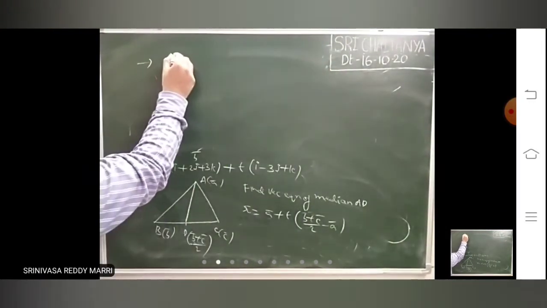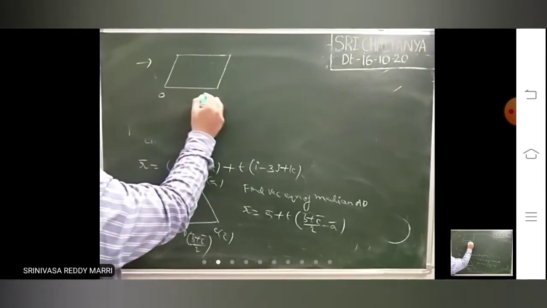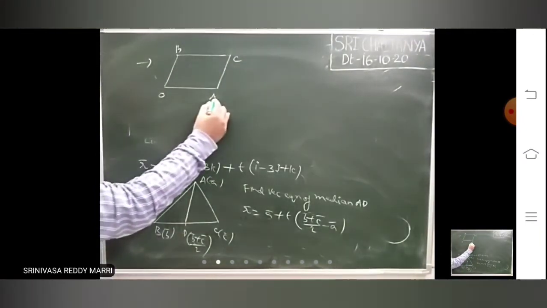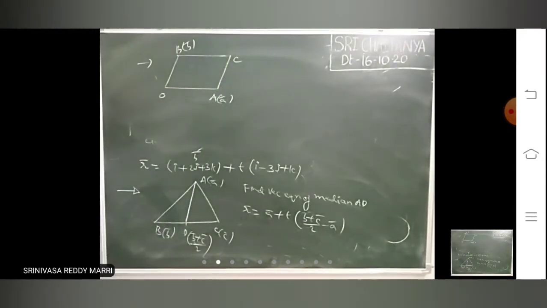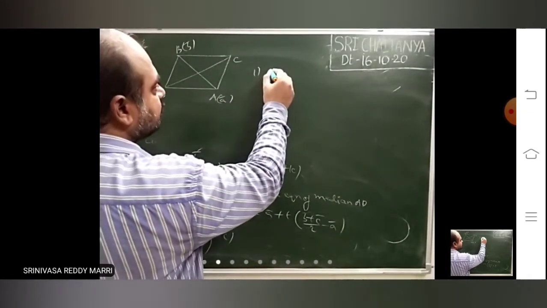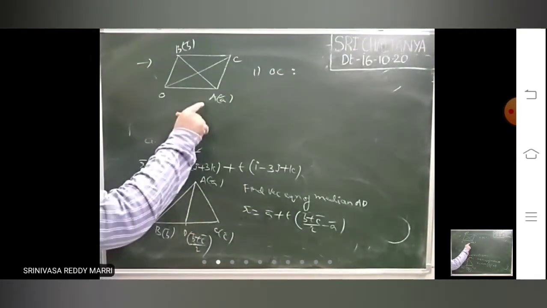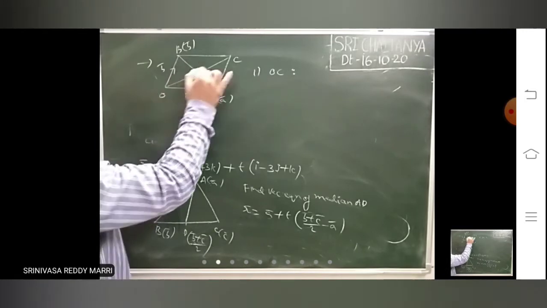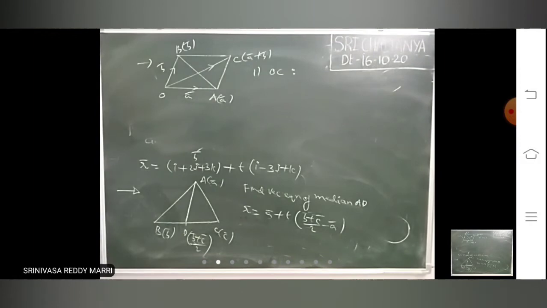Now let us say another example. A parallelogram OACB is there. O is the origin. Position vector of this is this. Now you have to write vector equations of diagonals. Number 1, OC diagonal, I want to write the equation. So this position vector is A bar, this is B bar. So OC bar is A bar plus B bar. So the position vector of C is A bar plus B bar.